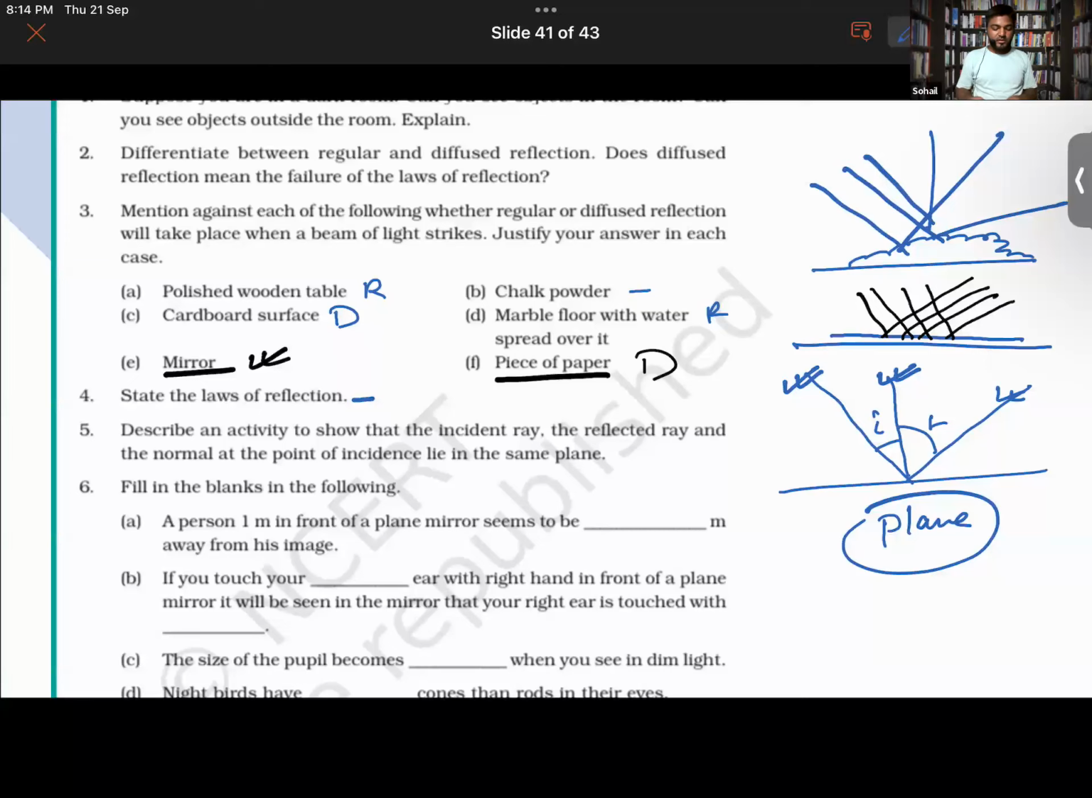Okay. Question number 5, describe an activity to show that the incident ray, the reflected ray and the normal at the point of incidence lie in the same plane. So what activity should be performed? Think of an activity. Question number 5, think of the answer. Arhan, in order to verify this law, what activity should be performed?